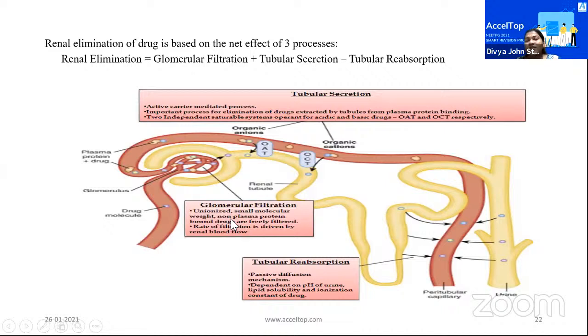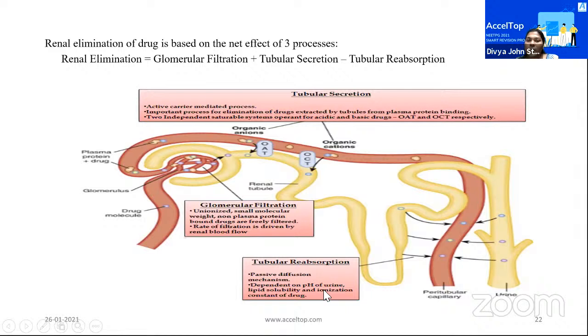Next is your tubular secretion. I've already told you, it is an active carrier-mediated process. It is an important process for elimination of drugs extracted by the tubules from the plasma protein binding. Two independent saturable systems operate for acidic and basic drugs: the notable OAT, or organic anion transporter, and your OCT, or organic cation transporter. Okay. Next is your tubular reabsorption.